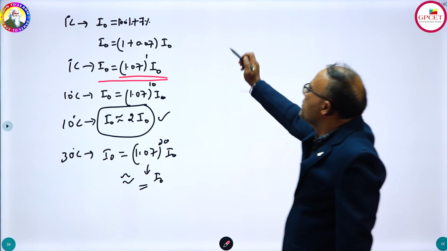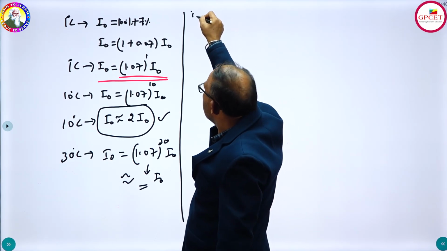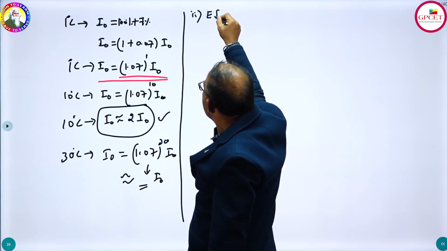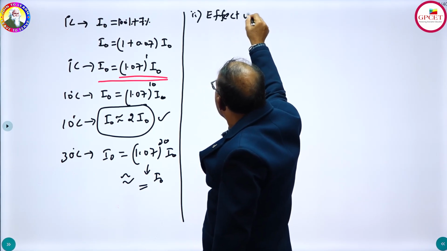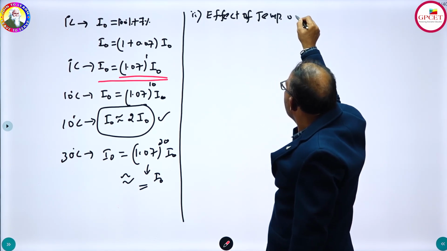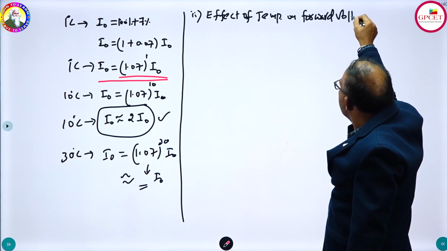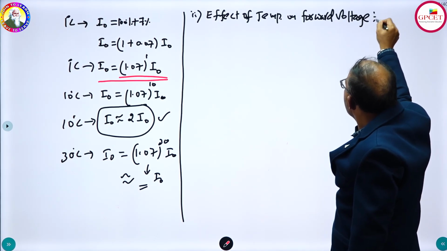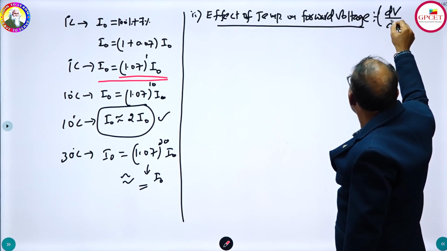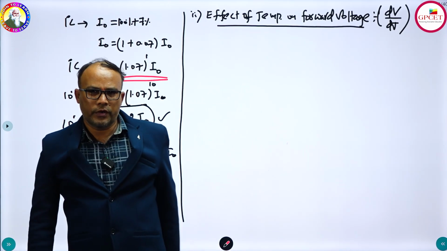Okay, now let us see the second case: the effect of temperature on forward voltage. What is the effect of temperature on forward voltage? So here we need to find the change of forward voltage with respect to change of temperature. That is dV by dT we need to find here.